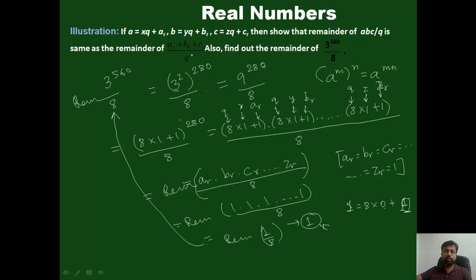So we have used this particular result to find out the remainder when 3 to the power 560 is divided by 8, and in our case it turns out to be equal to 1. I hope you got this question.